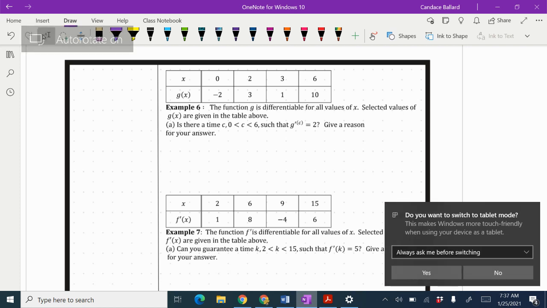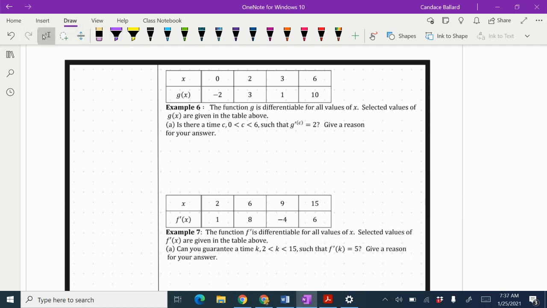We're going to continue calculus topic 5.1, mean value theorem. We're going to be looking at example 6, and we're going to actually go through the entire problem this time, not just identifying IVT or MVT. In this one, it says the function is differentiable for all values of x. That's good. Selected values of g of x are given in a table.